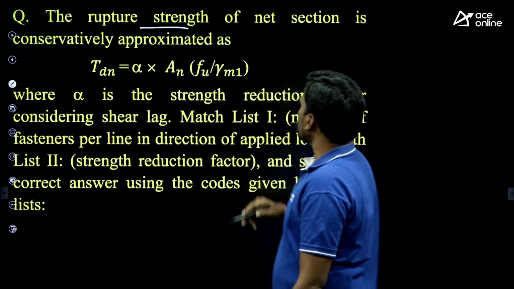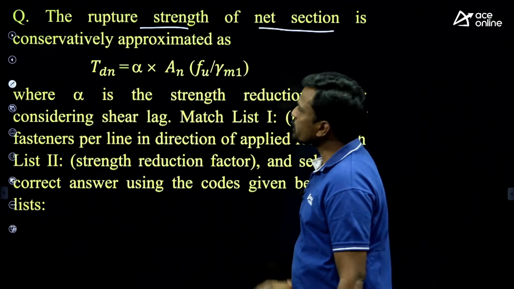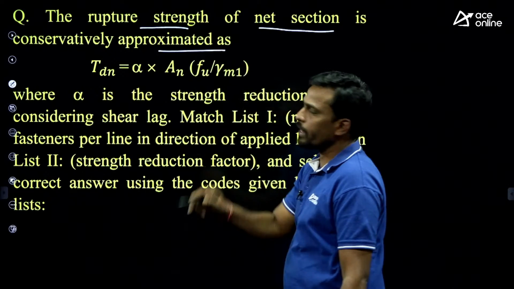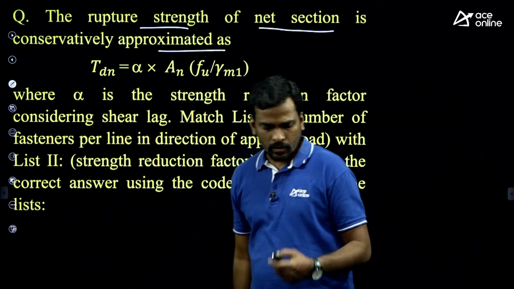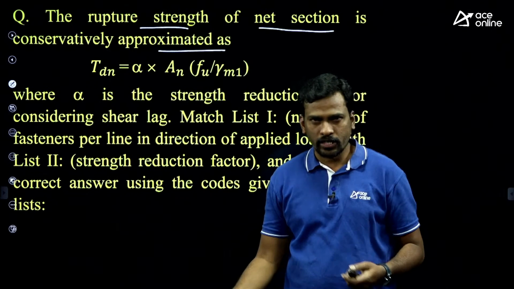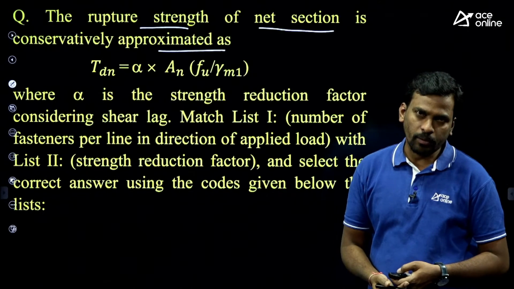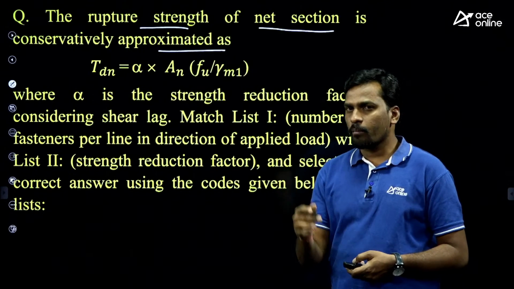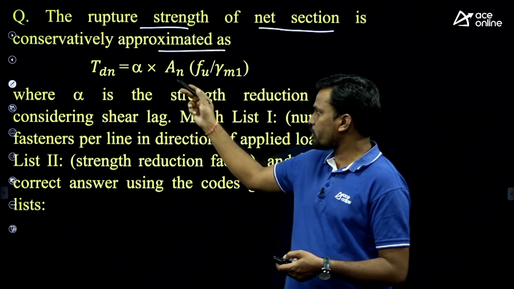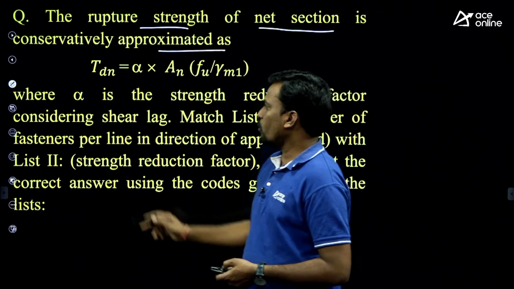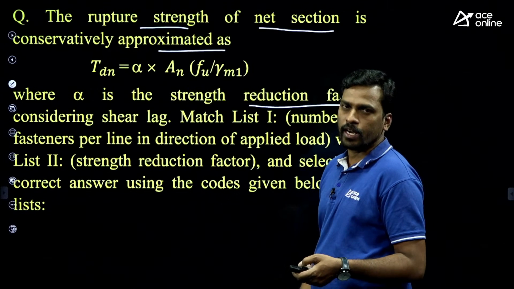The rupture strength of net section is conservatively approximated as... So this is the approximation form to find the tensile strength of a tension member based on net section rupture. There is one lengthy formula given, and instead of that lengthy formula I gave this approximation formula. Here, alpha is the strength reduction factor due to shear lag.